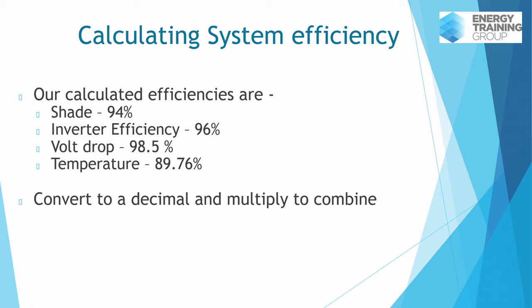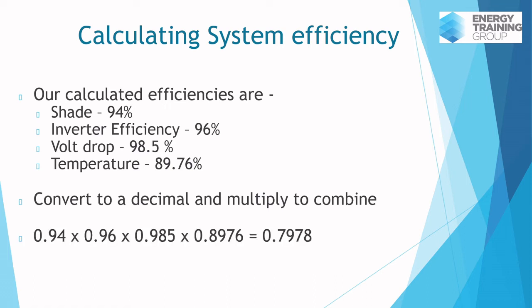So to combine these into a total efficiency, first we convert them all to a decimal, and then you multiply efficiencies together to combine them. You don't add them or anything like that, you multiply them together. So if we do 0.94 times 0.96 times 0.985 times 0.8976, we get a total system efficiency of 0.7978 or 79.78% total system efficiency.